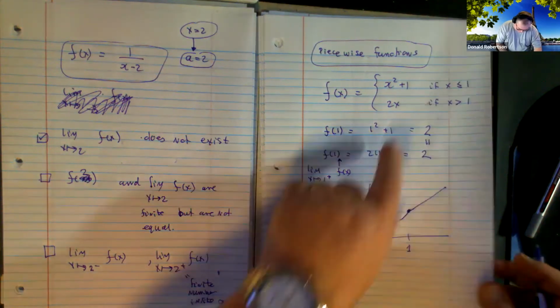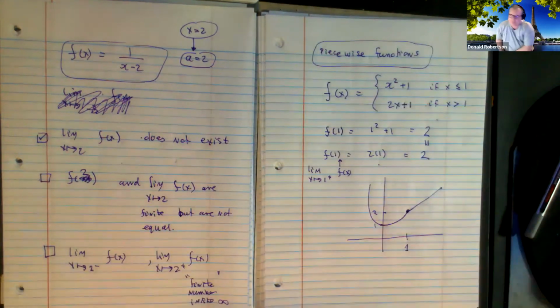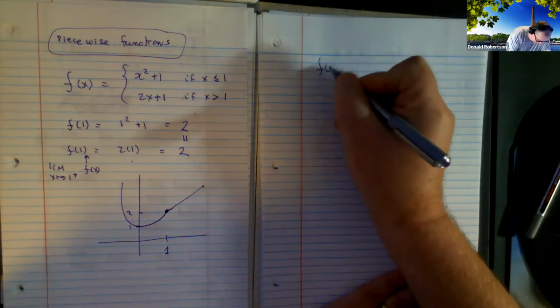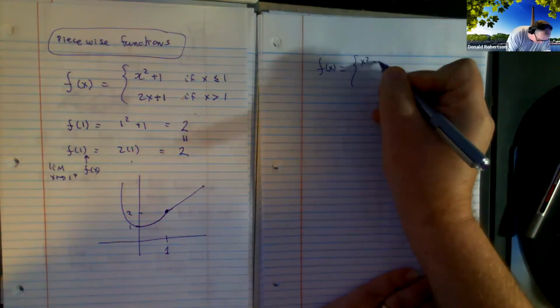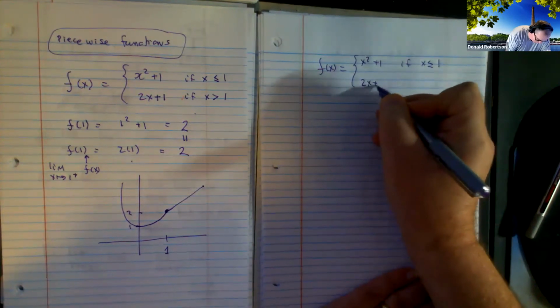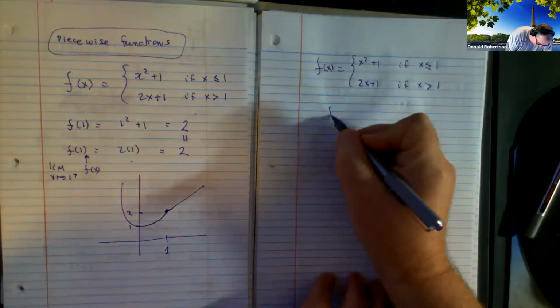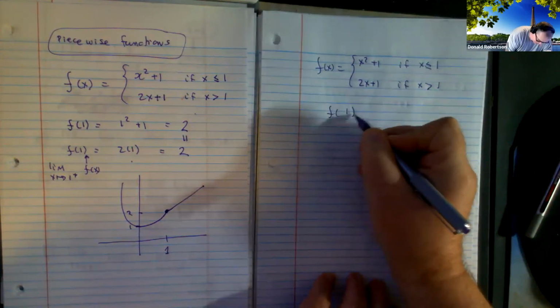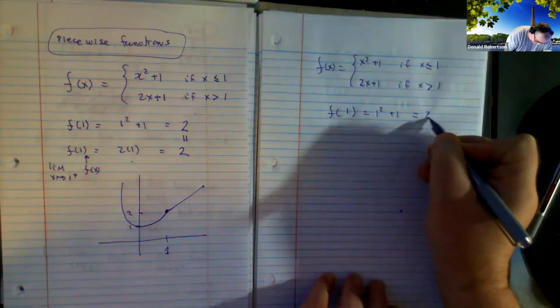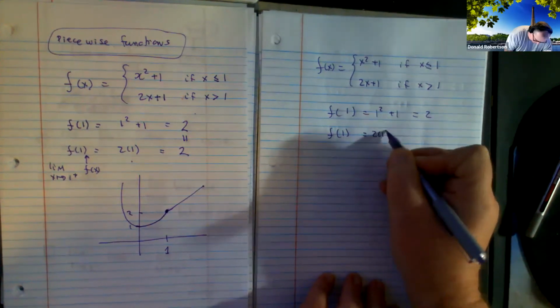Now, if I change this story just a little, and I make this 2x plus 1 now, let's see what would happen to this new function. We use x squared plus 1 if x is less than or equal to 1, and we're going to use 2x plus 1 if x is greater than 1. And I'm going to use the trick that I can just evaluate the function at this boundary point. So this guy is still 2. And this guy, its limit at least, is 3.